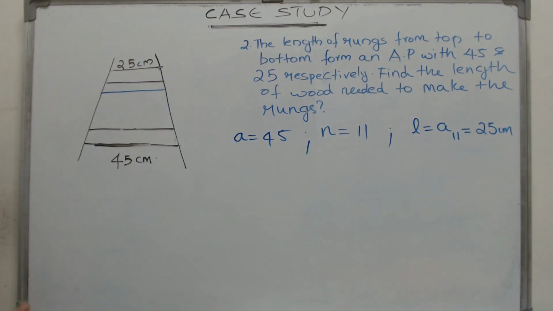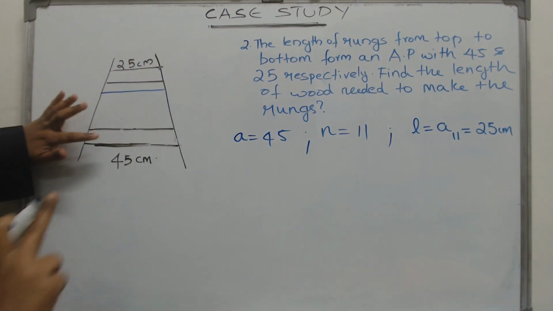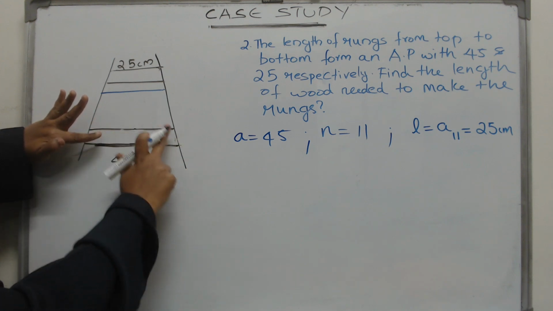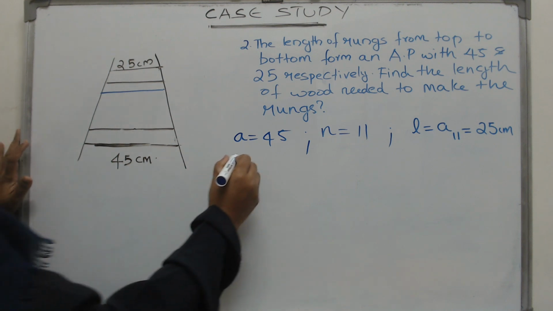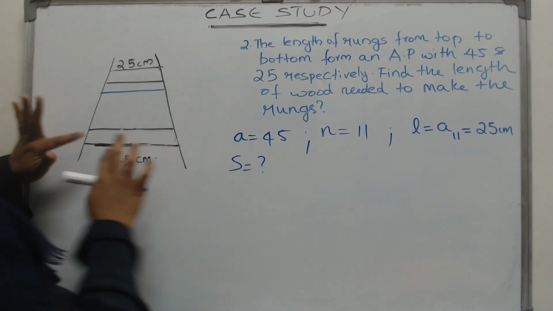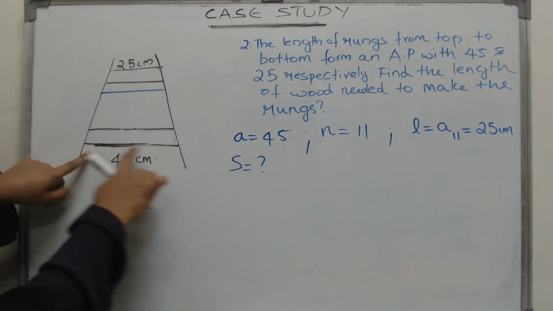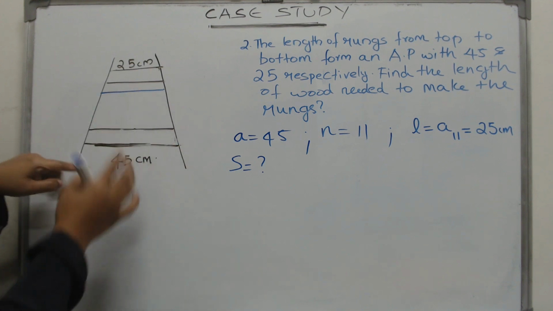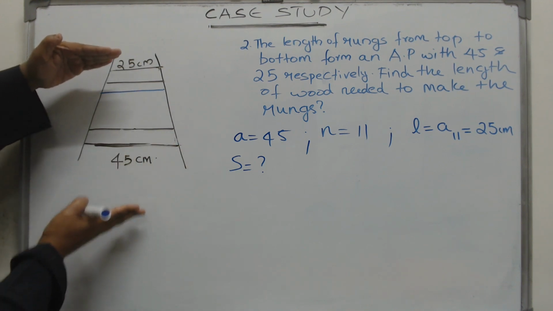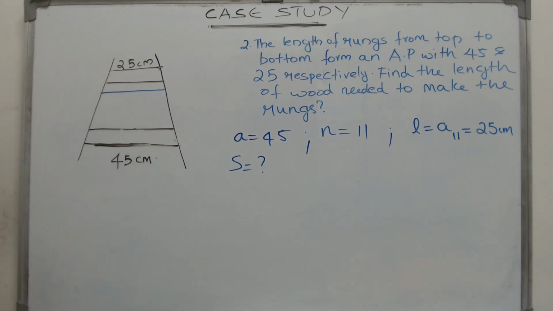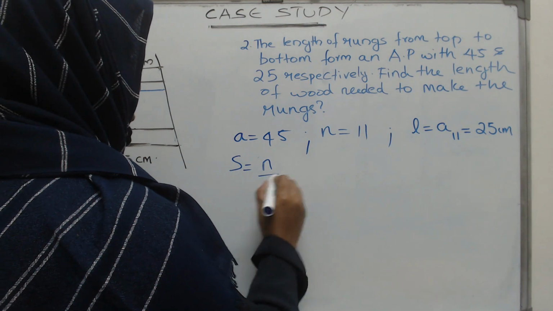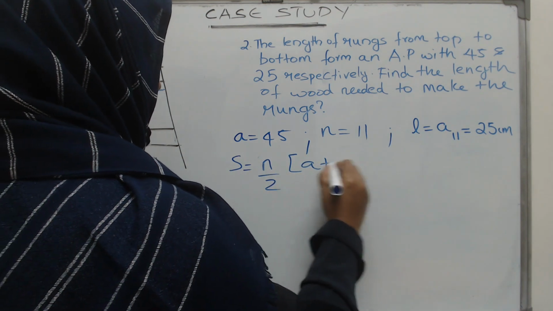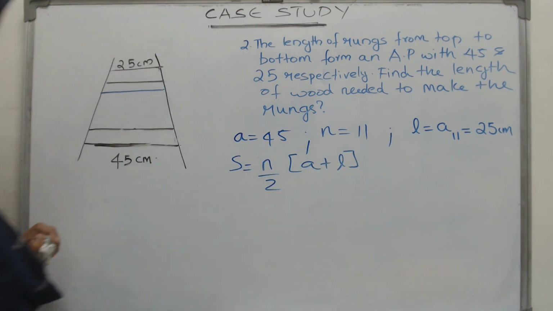Now what we need to find is the length of the wood needed to make all of these steps, or in other words what we are looking for is the sum of the terms. Each length is a term. Now what we are looking for is all of them added. How much is it? What is the formula that you will use? You have the first term and the last term, right? So you can use this formula.